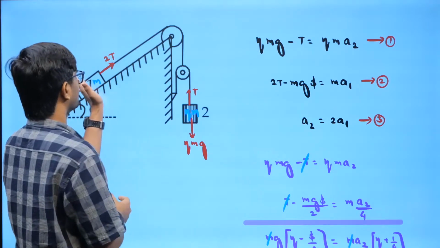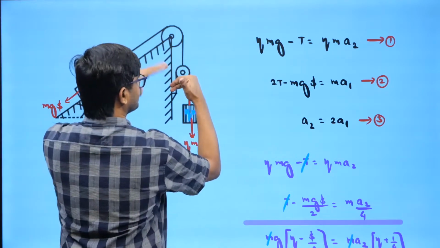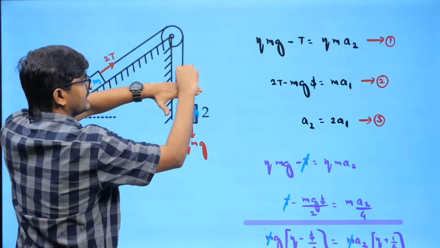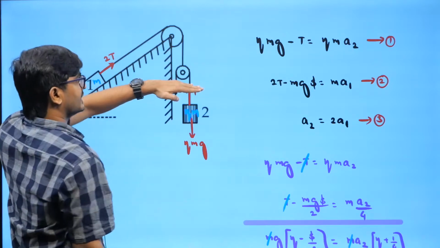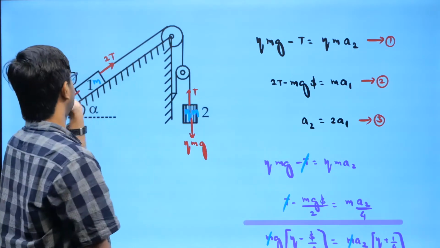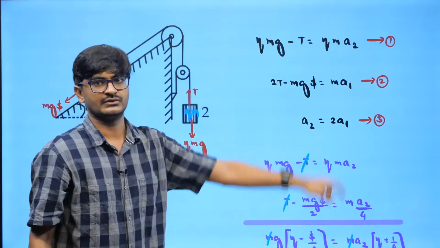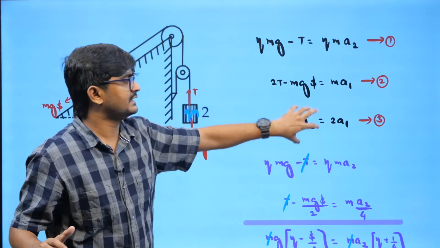Now if this goes up by distance x1, then this one will go down by distance x1. If this goes down by distance x1, this part and this part, which is x1 and x1, will appear here. That is, this will go down by 2x1. So if this goes up by x1, this will go down by 2x1. So if this acceleration is a1, this acceleration is 2a1. a2 equal to 2a1. So now you need to concentrate on only these three equations first.